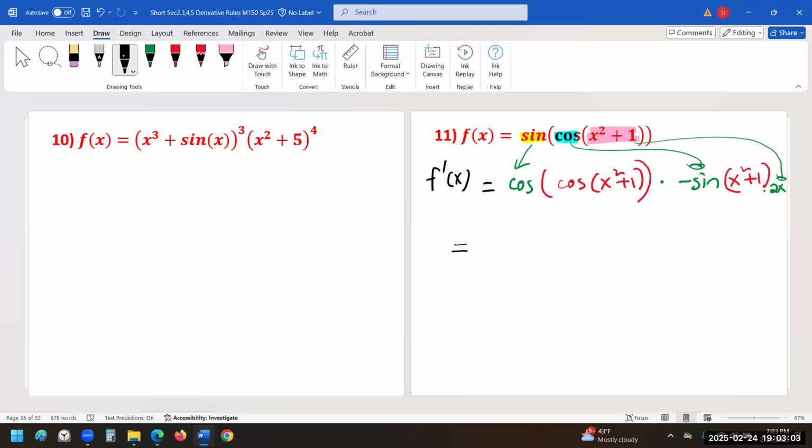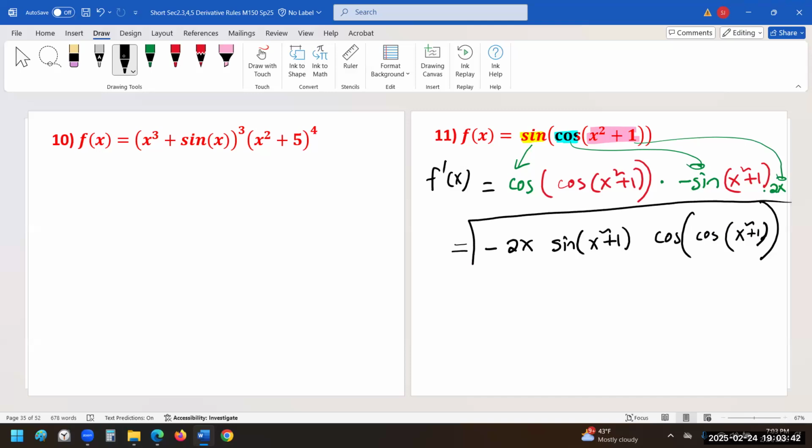How can you make it a little bit cuter? What goes in the front? 2x. How about the sign? What's the sign of the entire thing? Negative. And then we have a simpler sine function. Let's put it first because it's simpler. And then we have complicated cosine. So we get cosine of x squared plus 1. We just rewrote. We didn't do anything different. We rewrote, but now it looks a little bit cleaner.